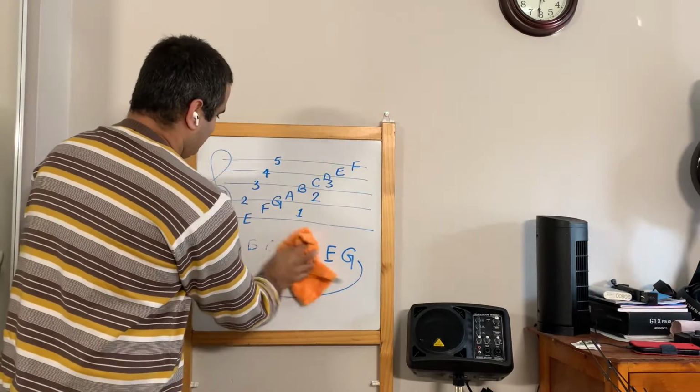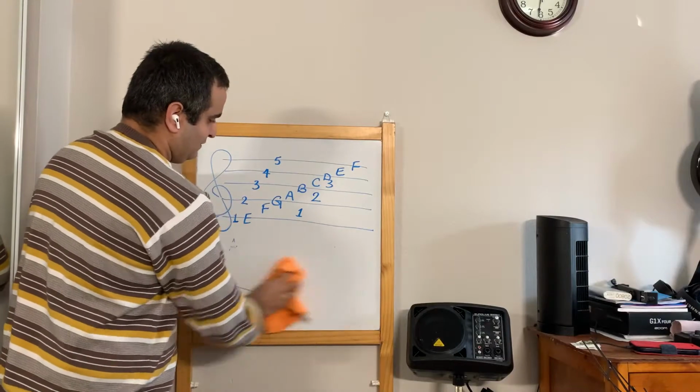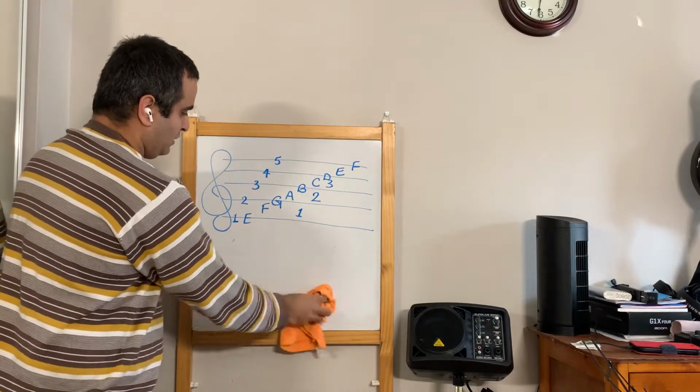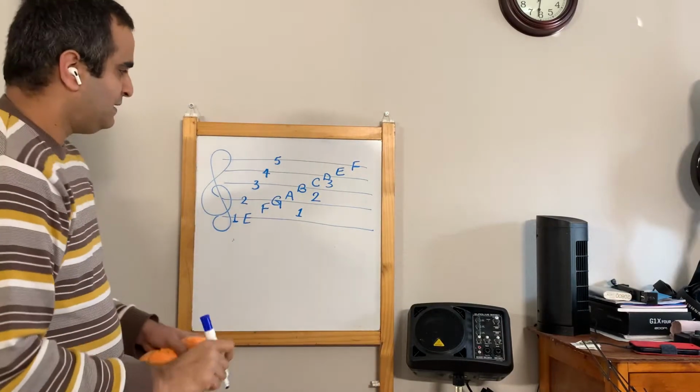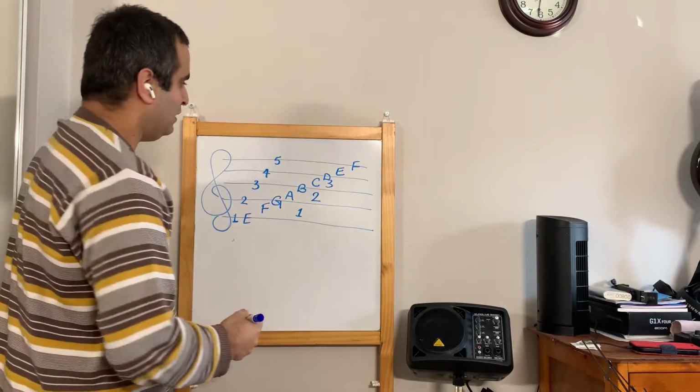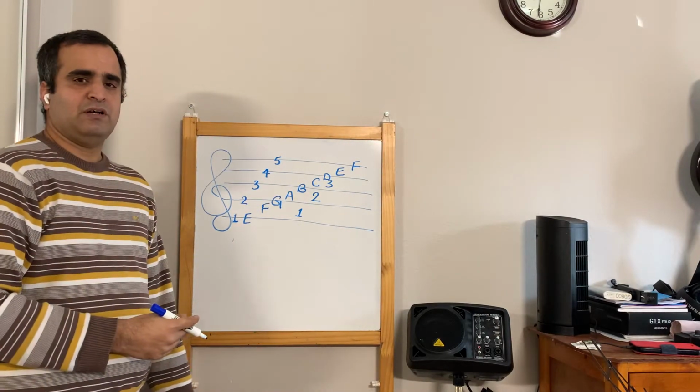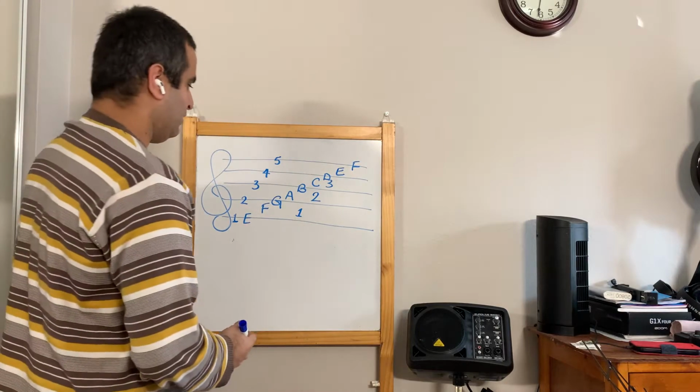What are these lines and spaces? These lines and spaces are basically used for individual strings on the guitar. We will talk about it in a few minutes when we start the first string of the guitar.